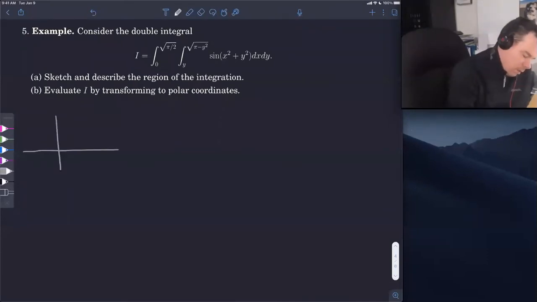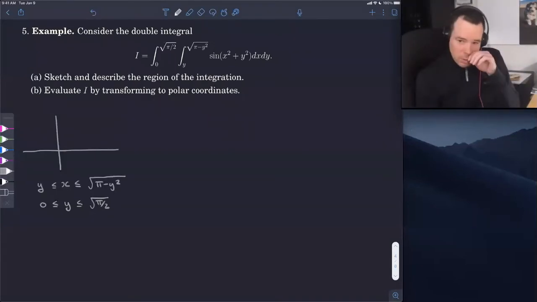Well, reading off from the picture, we have that x is our first variable of integration. So it goes from y up to the square root of pi minus y squared. And what does y go from? y goes from 0 to root pi by 2. Okay, so that's just reading from the integral the limits of integration for the respective variables.